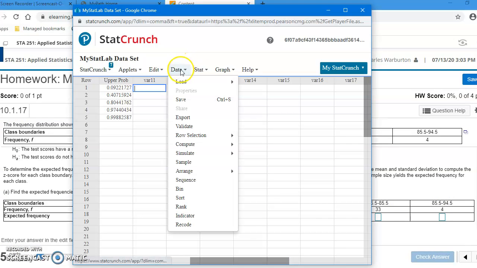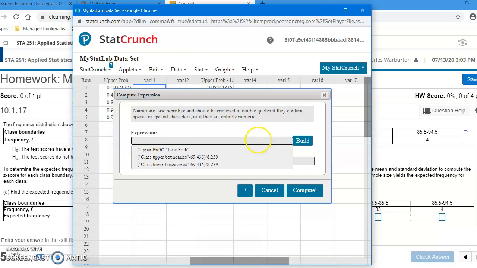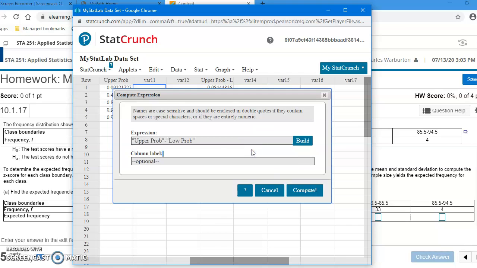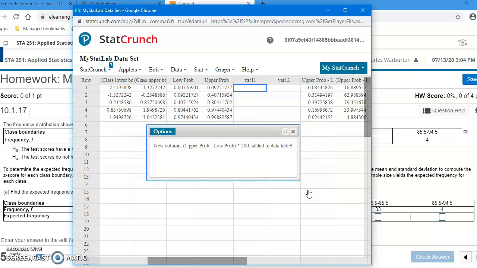And again, we should be able to do all of that using an expression. Compute an expression, and we will take this upper probability minus lower probability. We're going to put that in parentheses. And then we're going to multiply that by our sample size, which is 200. So we'll multiply that by 200. And we will go ahead and compute that. There we go.